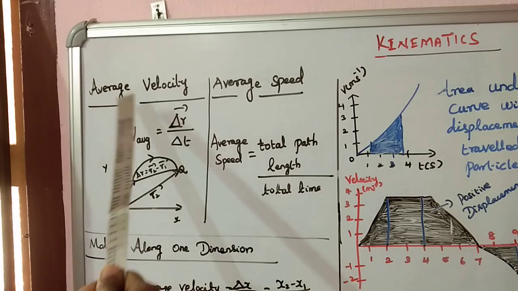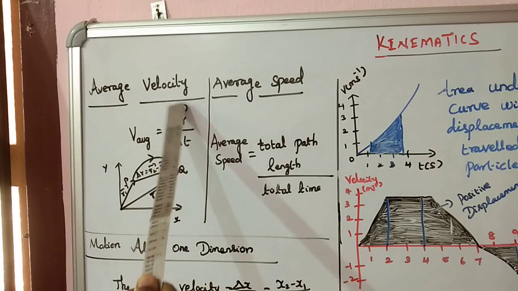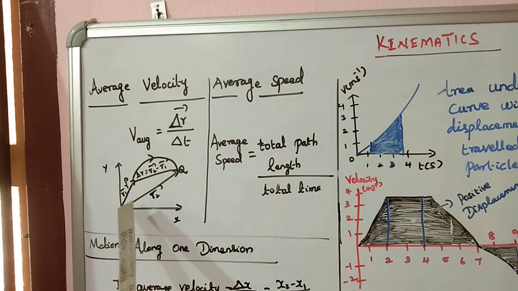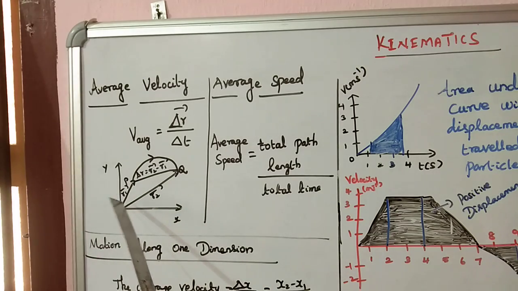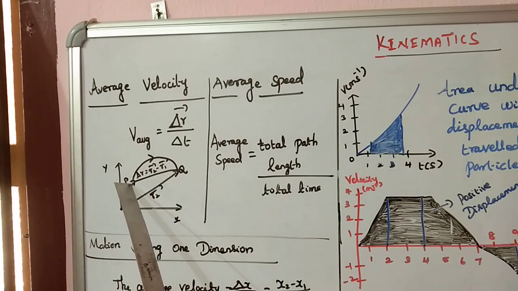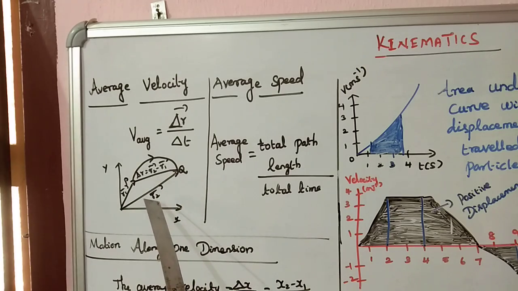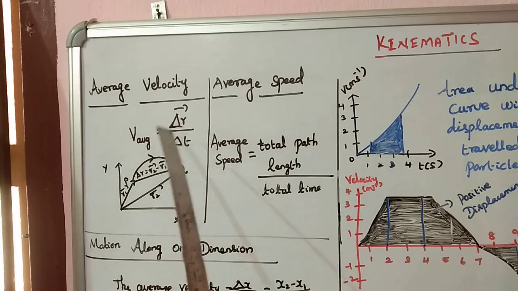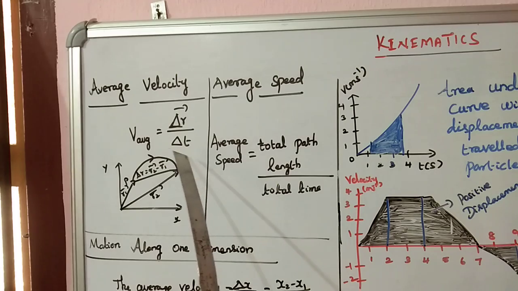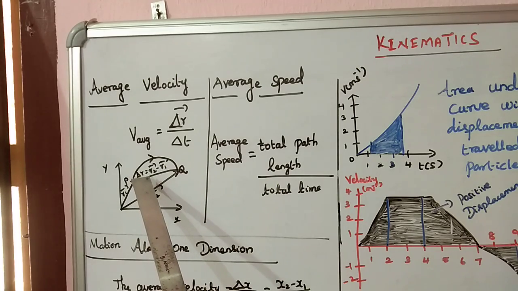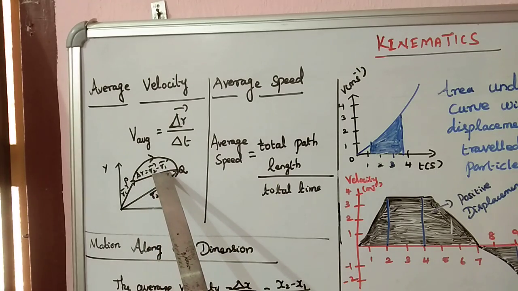The average velocity. Consider a particle P having a position vector r1. If the particle is moving from P to Q, and Q has the position vector r2, then the average velocity is given by delta r by delta t. This delta r value is equal to r2 minus r1.